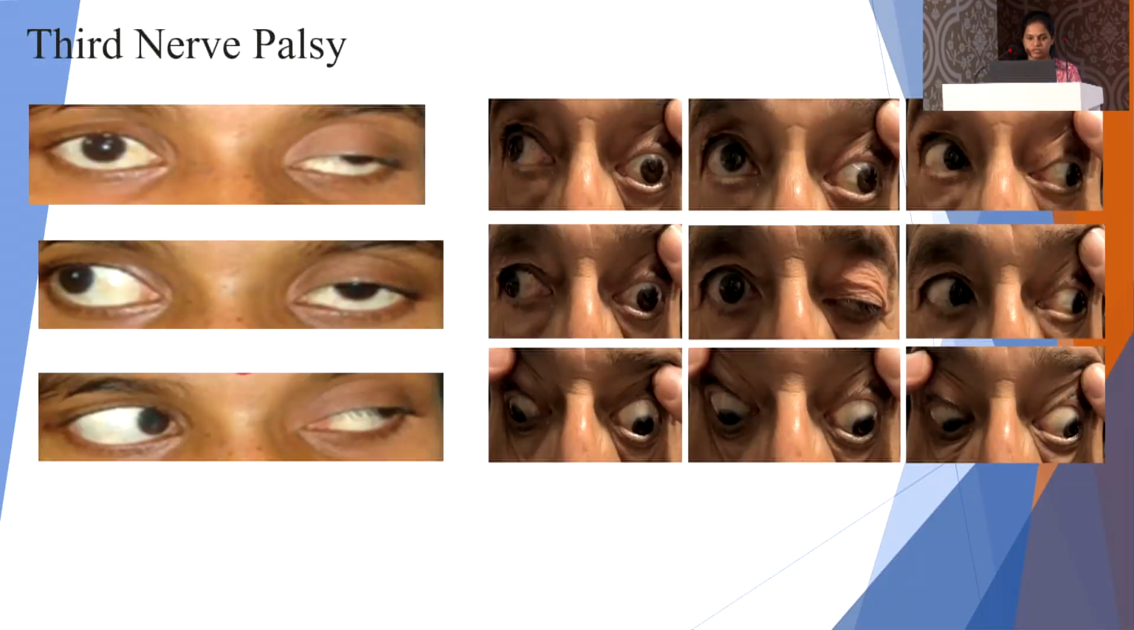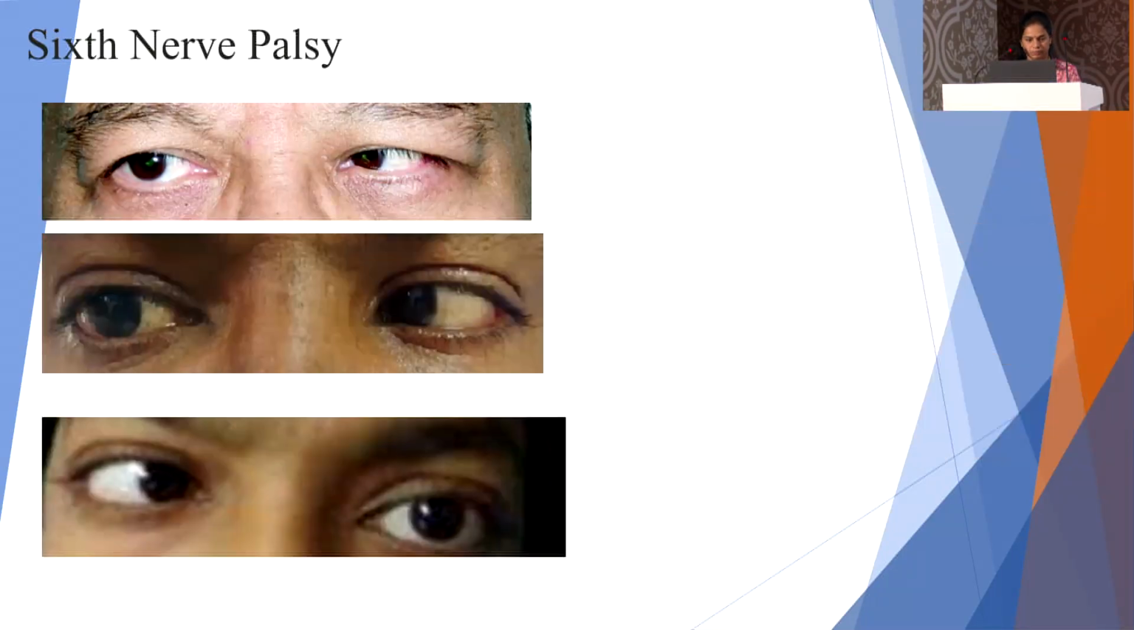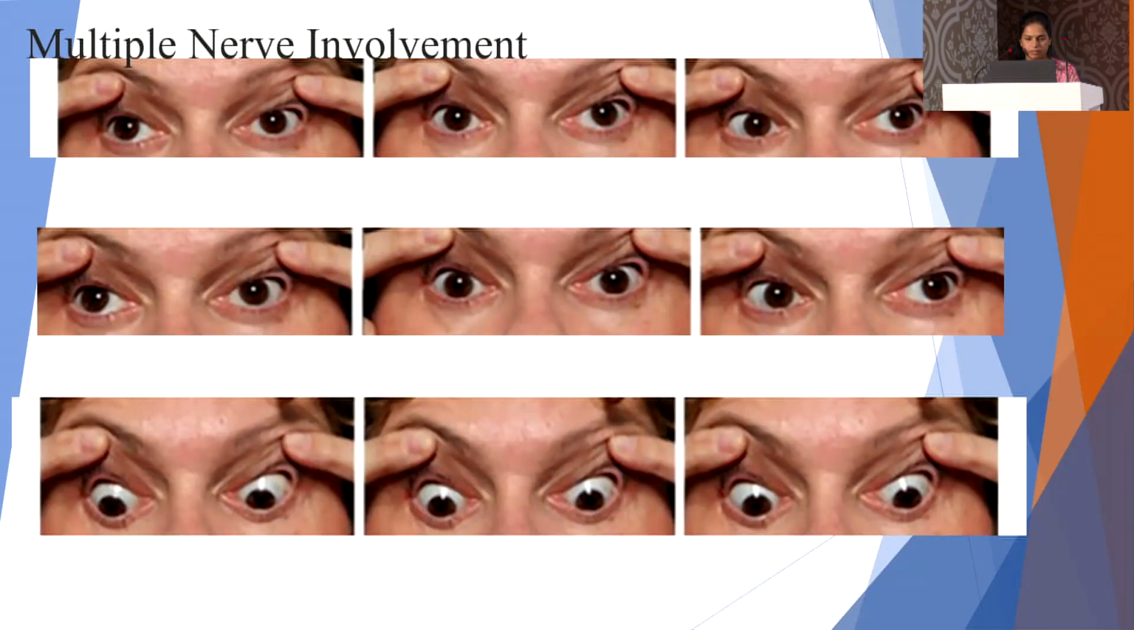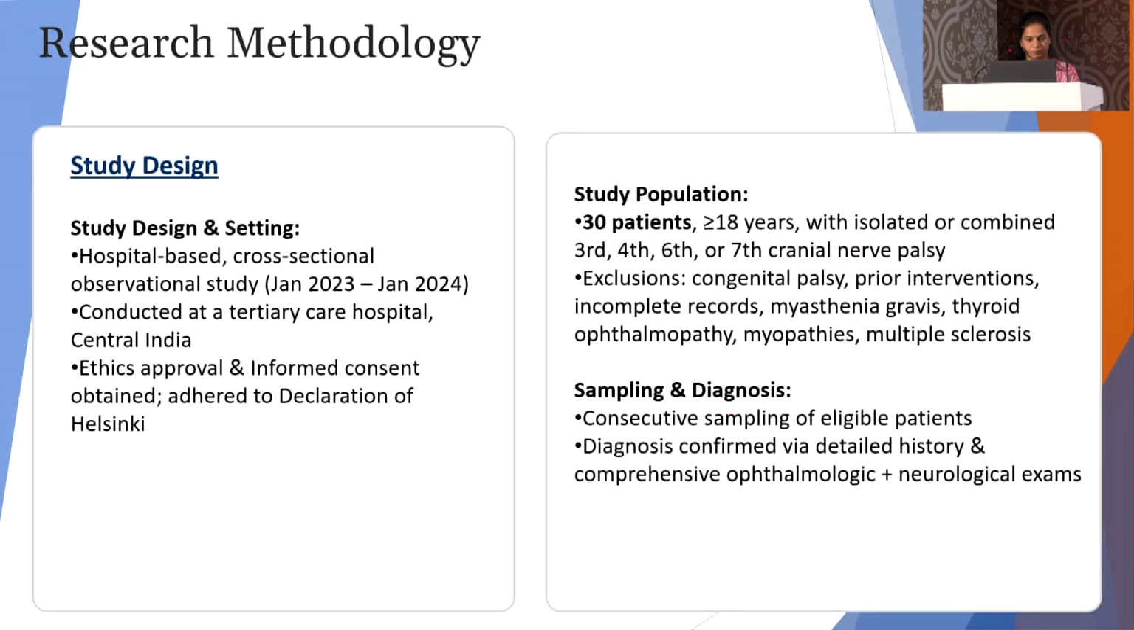These are a few patients which we have included: sixth nerve palsy, third nerve palsy, and multiple cranial nerves involvement. This is a hospital-based cross-sectional observational study conducted at a tertiary level hospital of Central India. Ethical approval and consent were taken. 30 patients more than 18 years of age were included, with isolated or combined third, fourth, sixth, and seventh cranial nerve palsy.